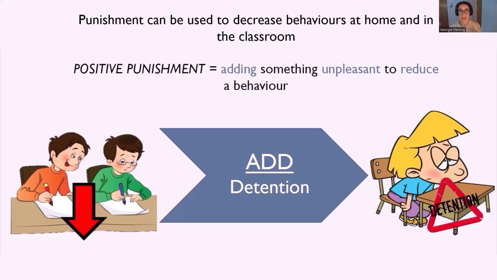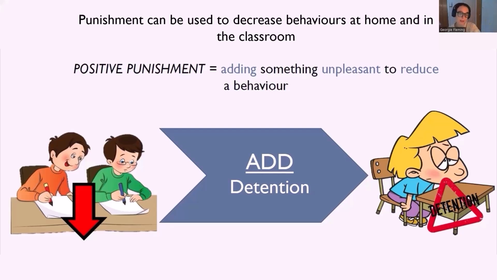It's punishment that involves adding something into the environment after a particular behavior. So an example of this, you have a kid who's caught copying from their friend, or cheating on a test or whatever. And so a very obvious one, saying, that goes against our school rules. You're going to have to stay in for a detention at lunchtime.